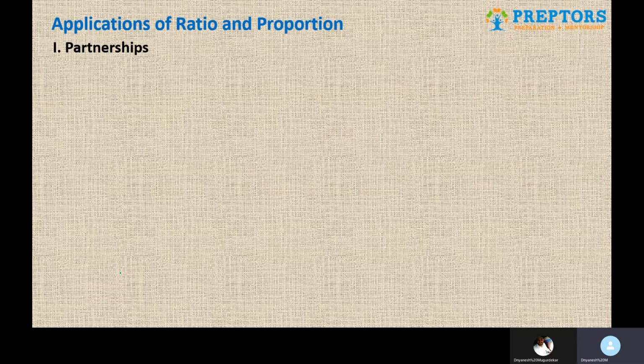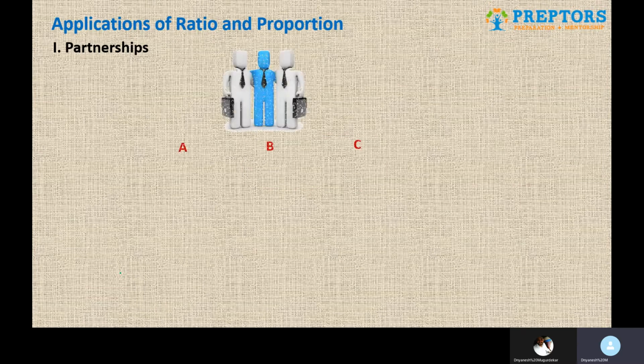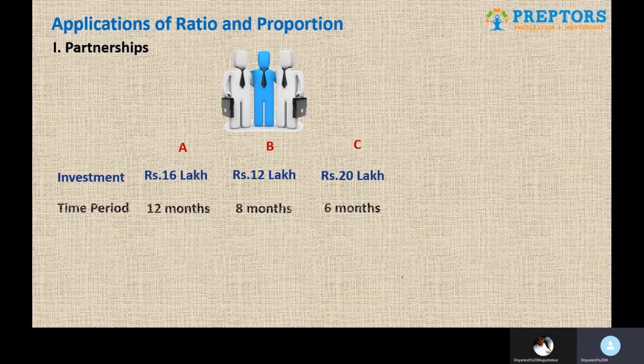So suppose there is a storytelling involved. There's a small story, obviously, as usual. Suppose there are three friends, A, B, C, and they are starting a new business. And in that new business, they are investing 16 lakh, 12 lakh, and 20 lakhs respectively. And they are investing for 12 months, 8 months, and 6 months respectively. And if such is the case, then there are two types of partnerships which are possible.